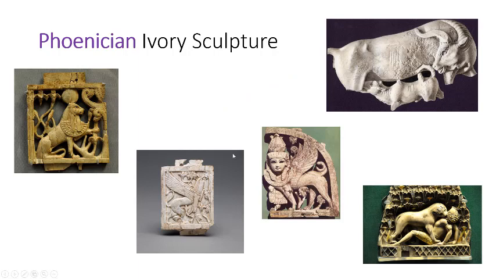Okay, moving forward. Sculpture includes things done in ivory, and here are some lovely examples of Phoenician sculpture in ivory. Again, probably most of these would have been used as bits of furniture.